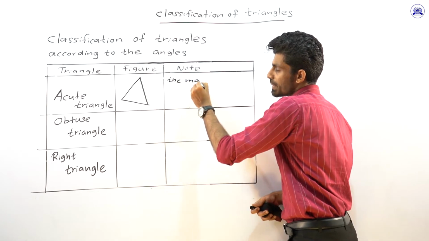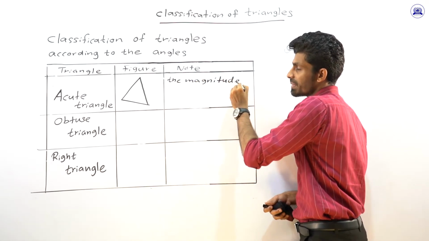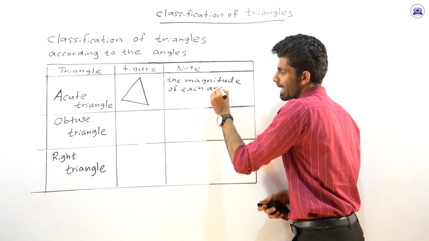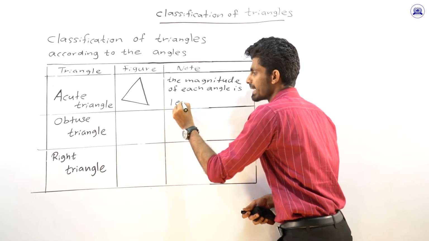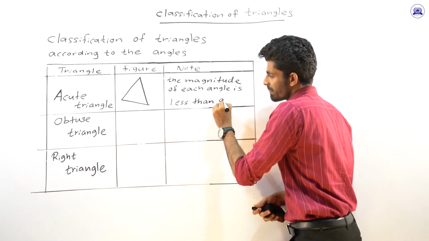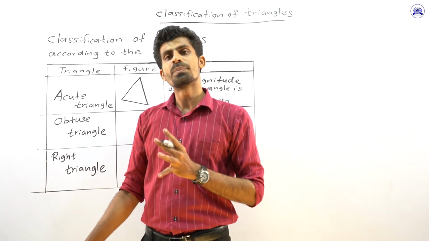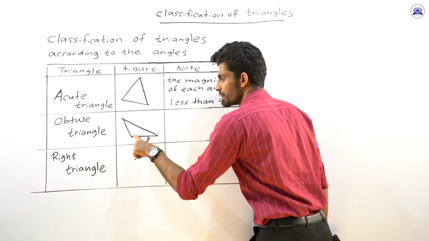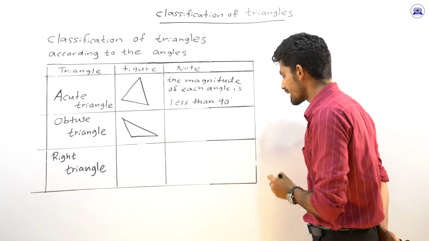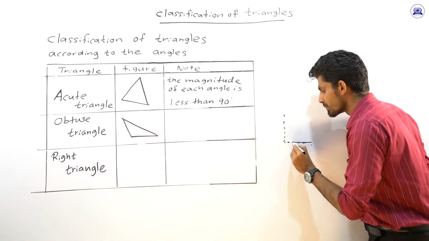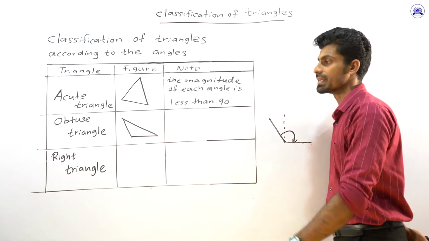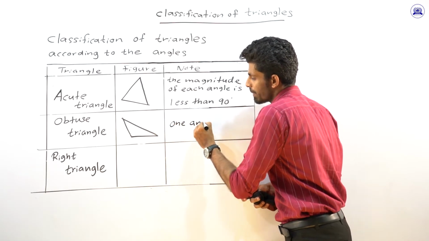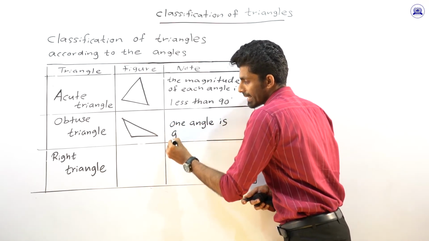The magnitude of each angle is less than 90. Obtuse triangle. Obtuse triangle means that one angle is greater than 90. So you can clearly see that one angle is greater than 90. This is the 90 degree, and that one angle is greater than 90.